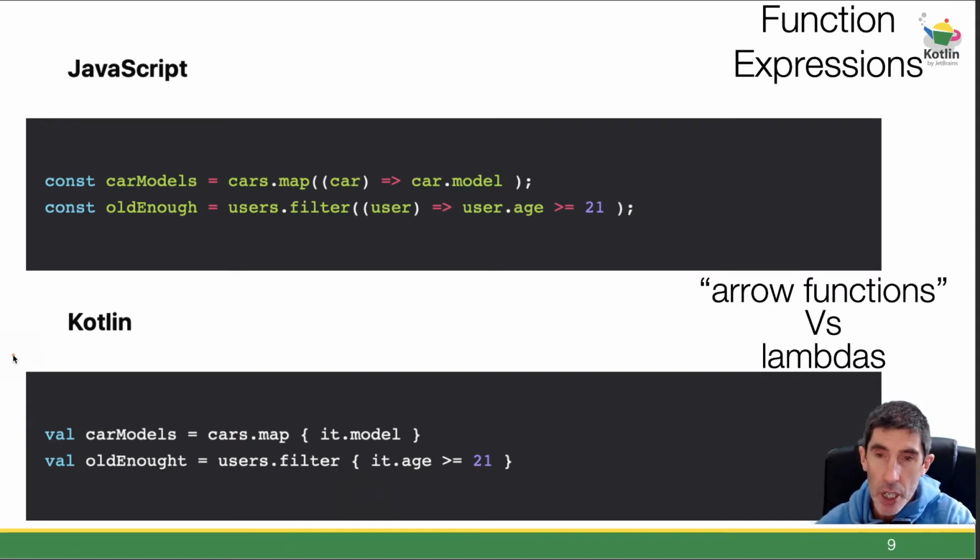So that's just some subtle differences between JavaScript and Kotlin when working with function expressions, the arrow functions versus our lambdas in Kotlin. Okay.